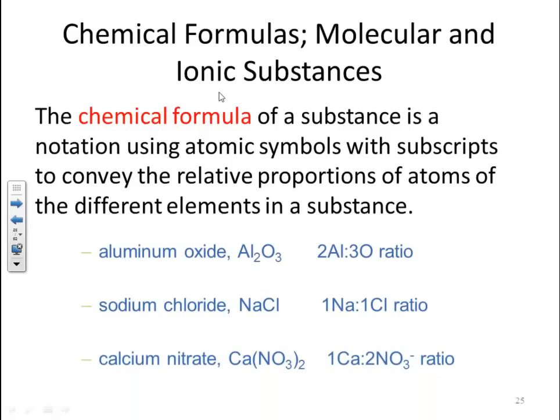Calcium nitrate. We can look at this in terms of a ratio of 1 calcium for every 2 nitrates, nitrate being a polyatomic ion, which we discuss later on. Or we can look at it on an atom basis and say that in this particular substance, there's 1 calcium to 2 nitrogens to 6 oxygens.